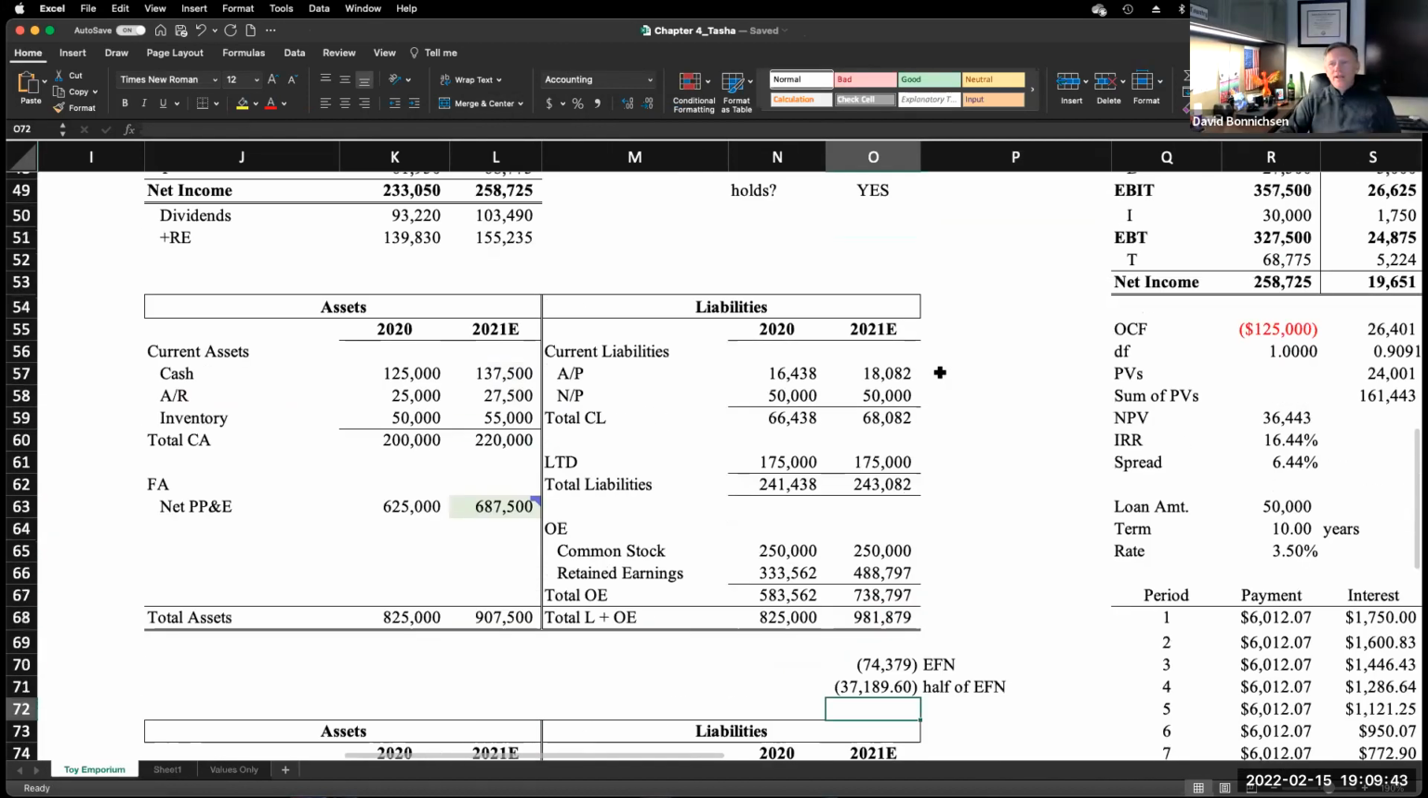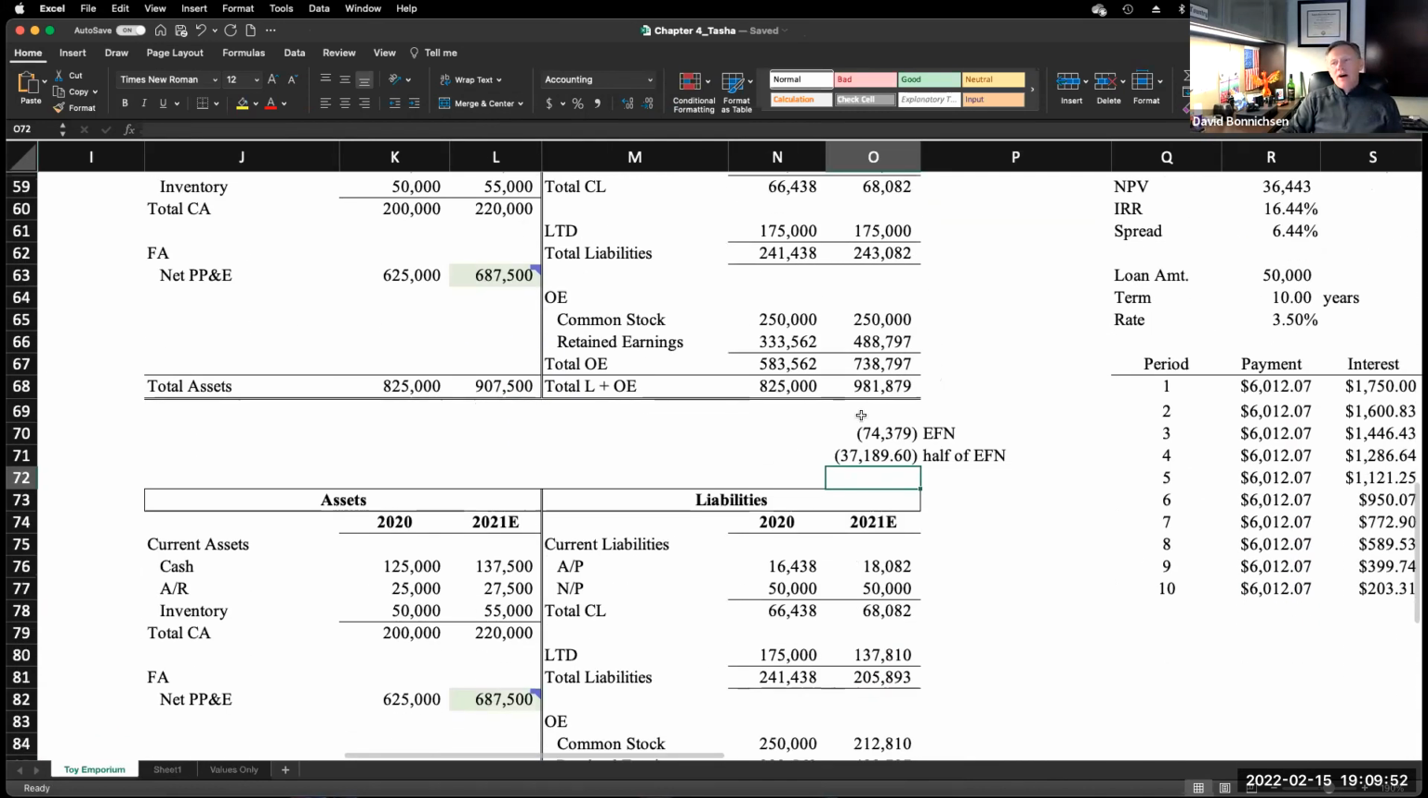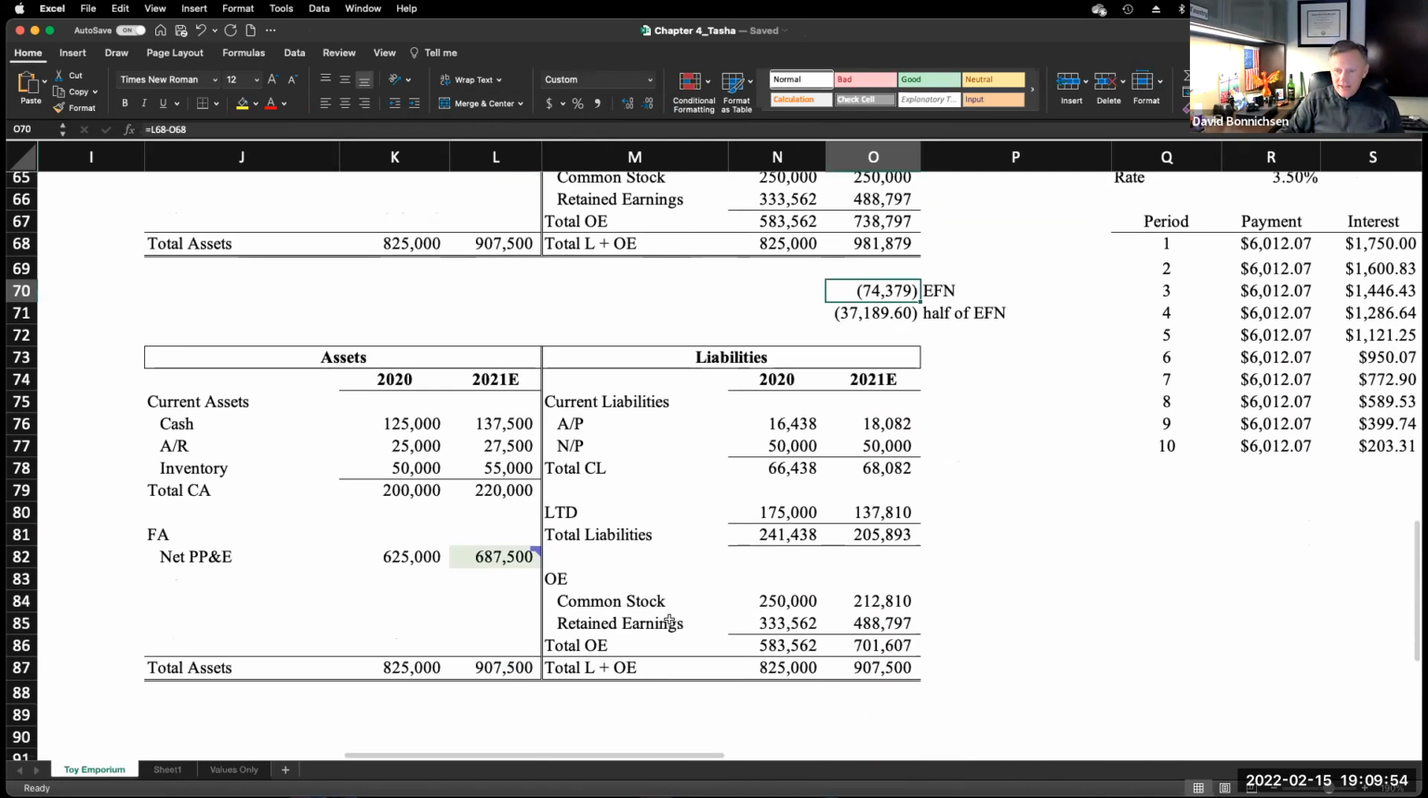But the point is that you're going to have to go through this stepwise process: create the income statement, create an out of balance, find the EFN, create an in-balance, and that way everything is 5 by 5.